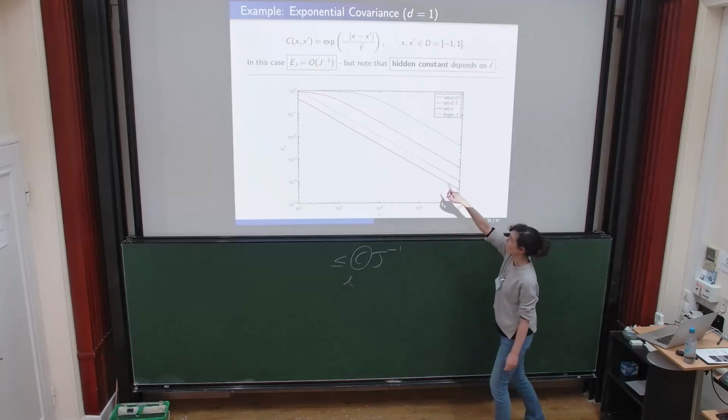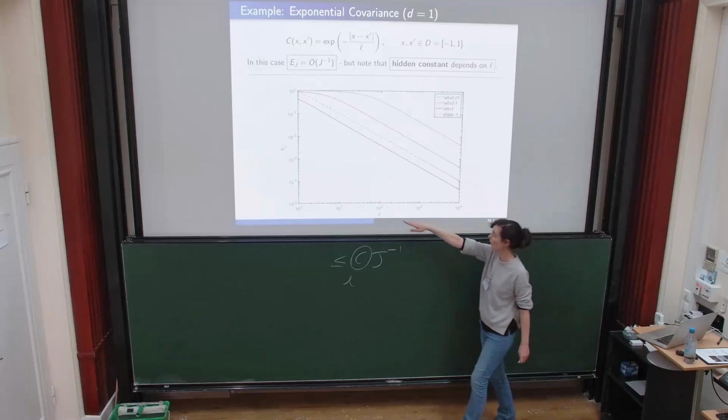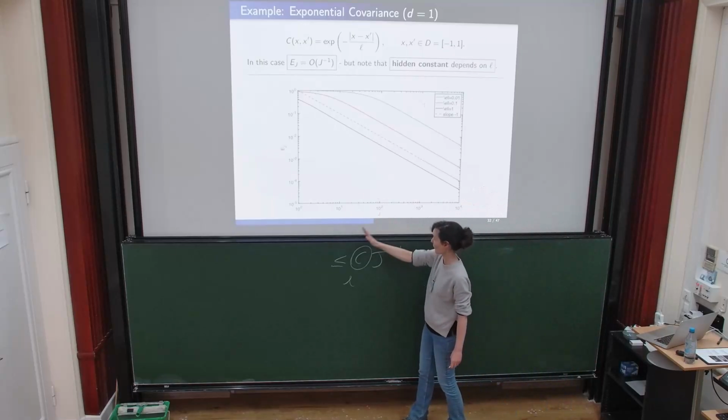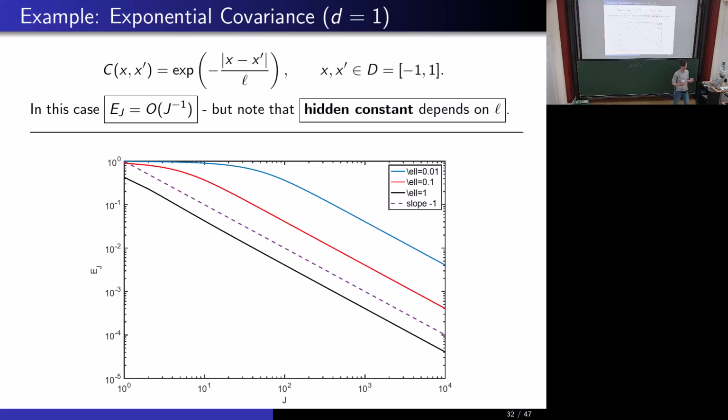So this is why with the blue line, we get stagnation. It's not until J is large enough that we can compensate for the fact that this becomes a very large constant when the correlation length is very small. Does that make sense?